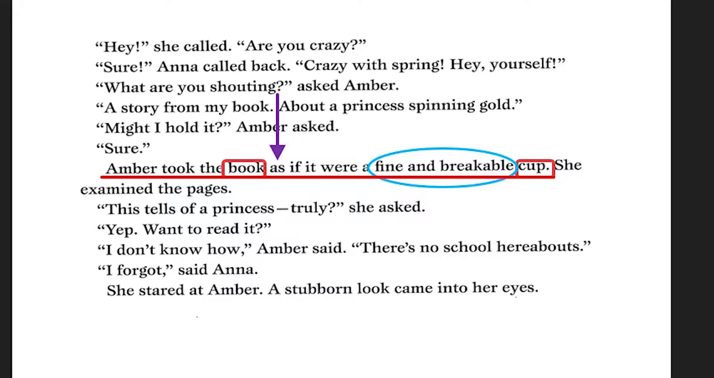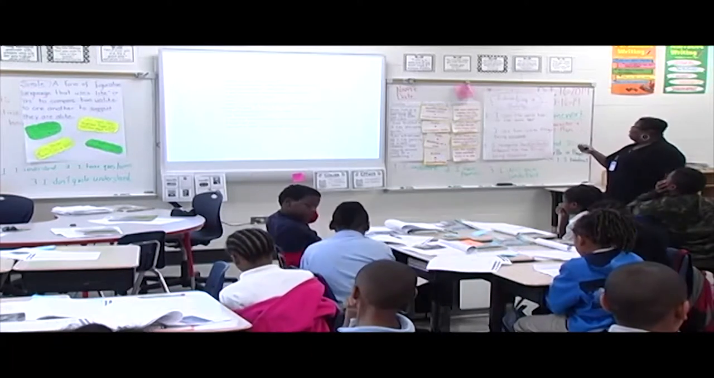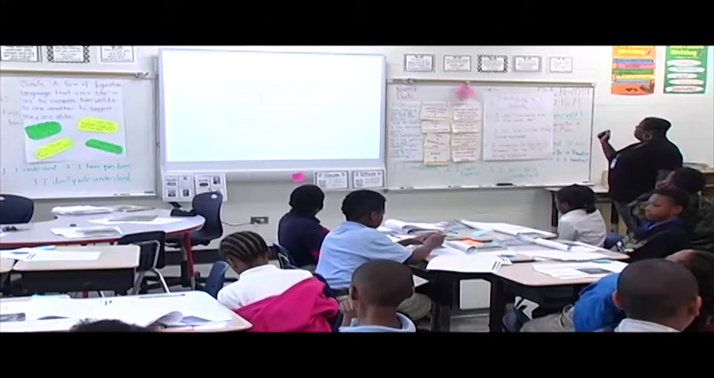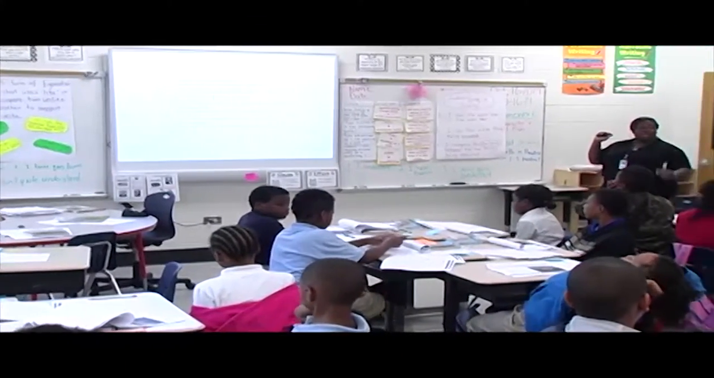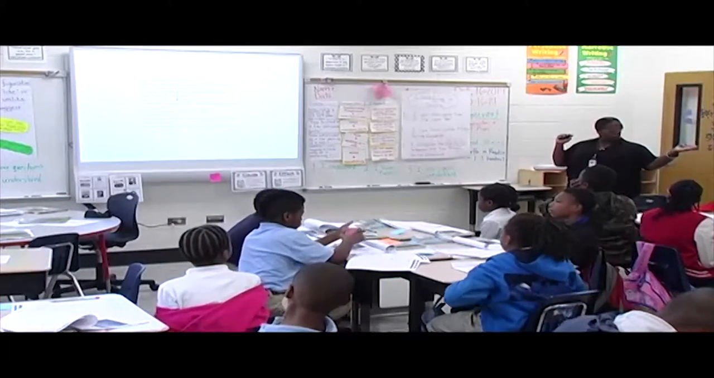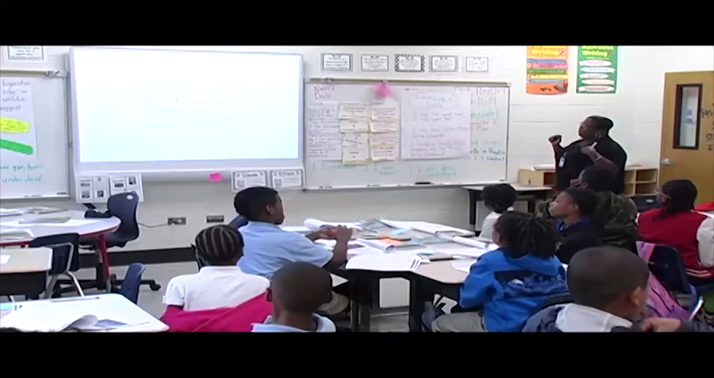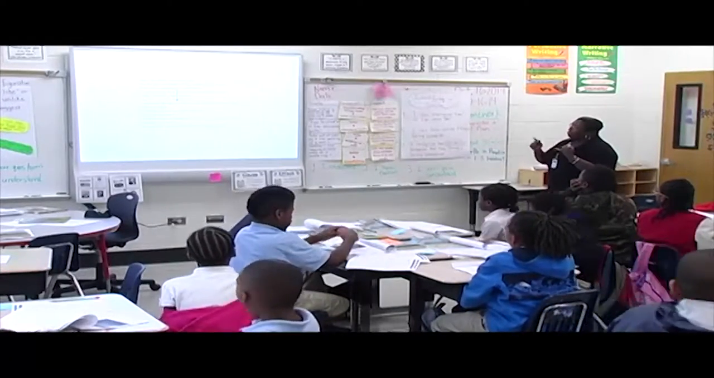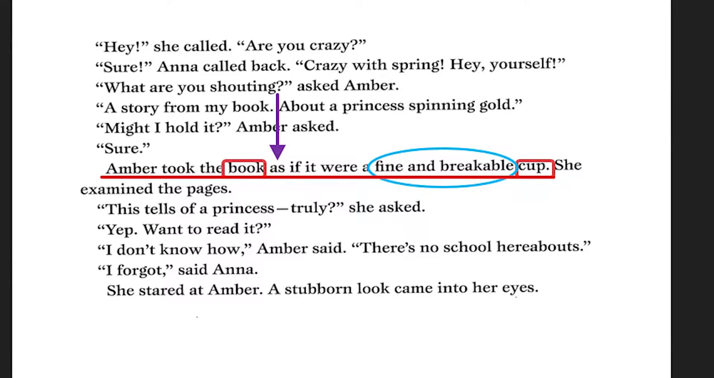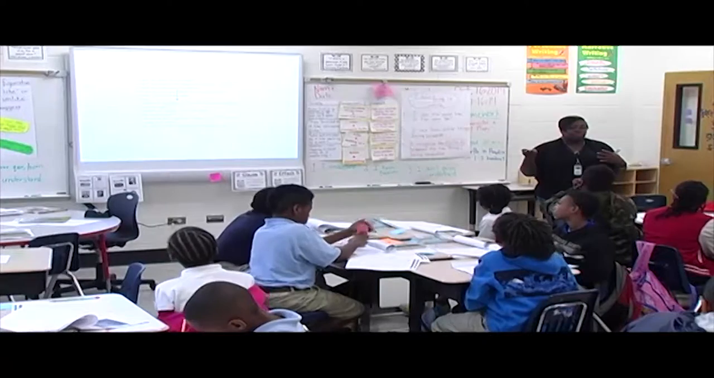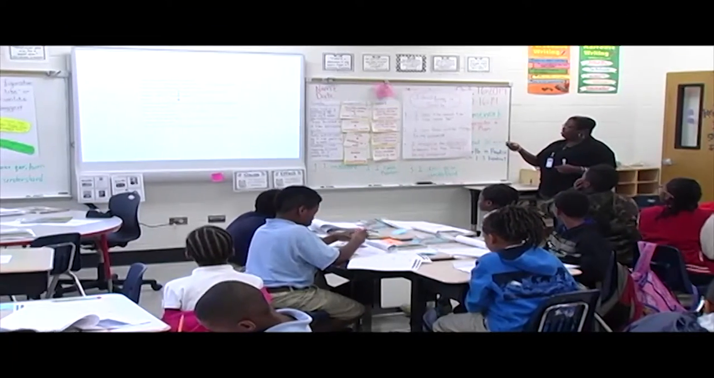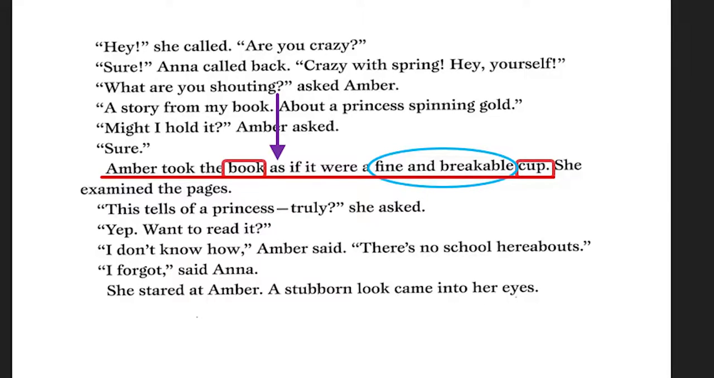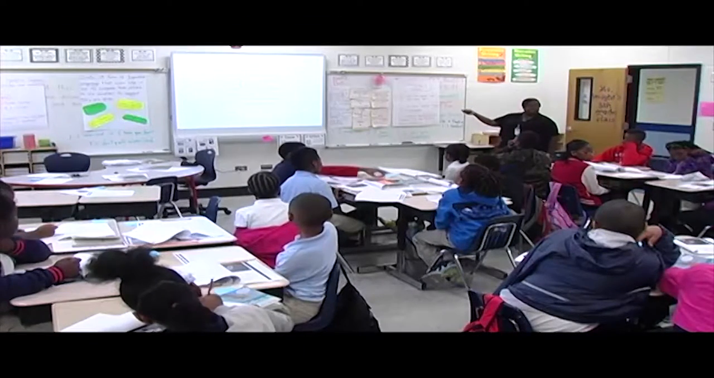Okay, stop right there because I see the word as. So because I see the word as, I might have a simile on my hands, right? So now I have to do what? What do I have to see next? Are two things being compared? So I look and I say, okay, I see that Amber took the book as if it were a fine and breakable cup. So the book is being compared to a cup. So I see two things being compared. And finally, what do I have to find? If something is similar. Well, what's similar between the book and the cup? That they are fine and breakable. So I have these three characteristics. So that means that I provided textual examples of a simile. Is this a simile? Yes, it is.